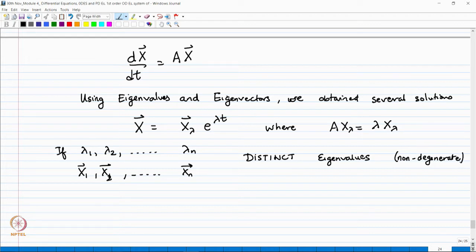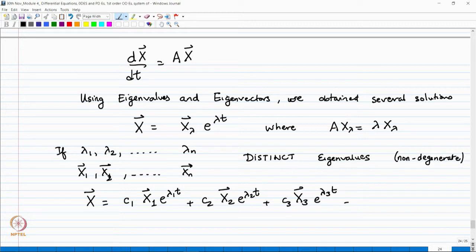So, if these eigenvalues are distinct, then I can write my x as a linear combination of each of these solutions. I can write it as C 1 times x 1 e raised to lambda 1 t plus C 2 times x 2 e raised to lambda 2 t plus C 3 times x 3 e raised to lambda 3 t, and so on all the way up to C n times x n e raised to lambda n t. So, this is the general solution.